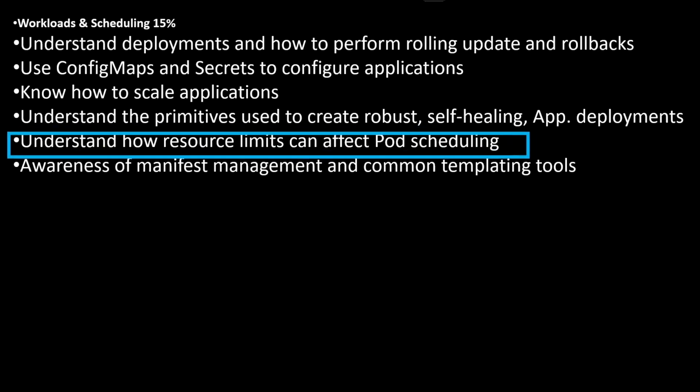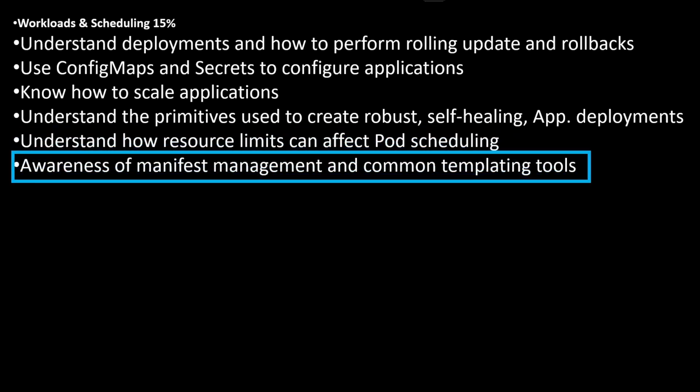That is awareness of manifest management and common templating tools. Let's understand the meaning of manifest management and templating tools. A manifest specifies the desired state of an object that Kubernetes will maintain when you apply the manifest. Let's take an example. If we create a stateful set and set replicas equal to 4, then it's the Kubernetes component's responsibility to maintain 4 replicas in the cluster. Kubectl is the templating tool. Thus, they may ask you to do some tasks using the kubectl command.